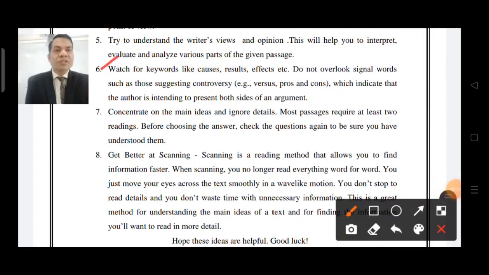Next, watch the keywords like causes, results, effects, etc. Do not overlook signal words, such as those suggesting controversy. Example, versus, pros and cons, which indicate the author is intending to present both sides of an argument.